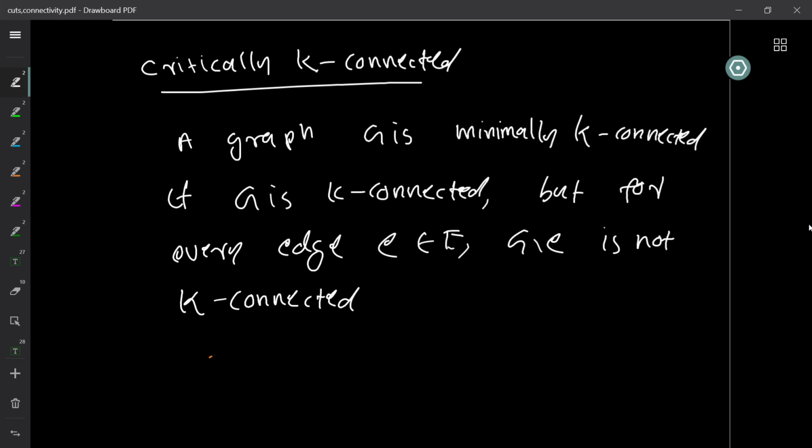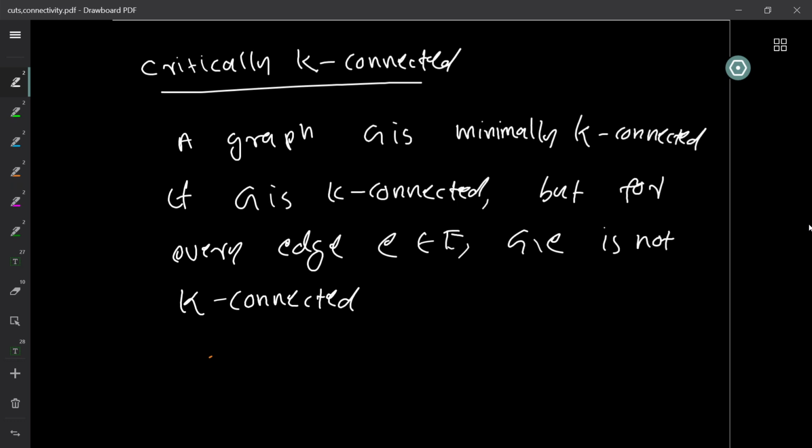So we have this parameter, connectivity, and it says that if the graph is k connected, then for any subsets of vertices A and B of the vertex set V, if you want to separate them, you need to delete at least k vertices.